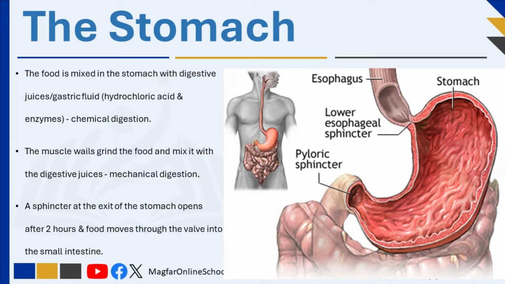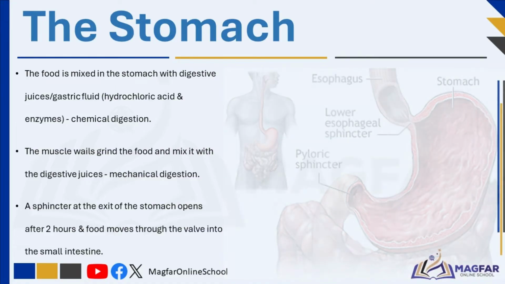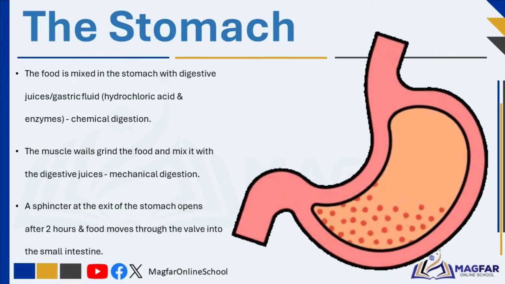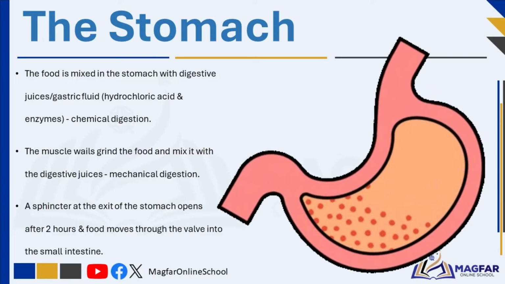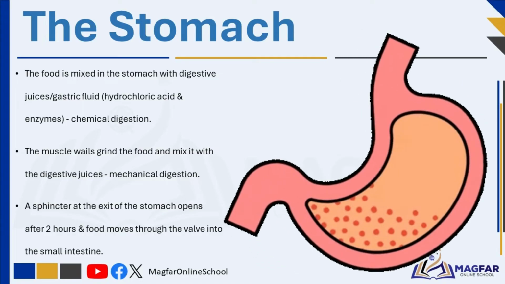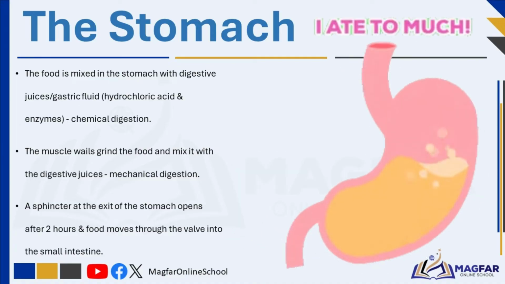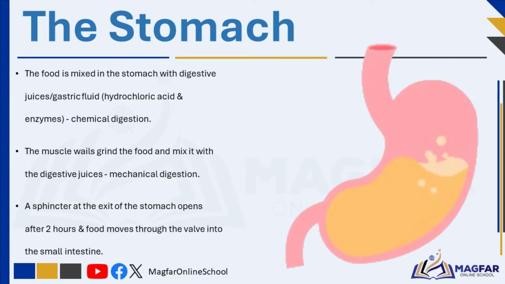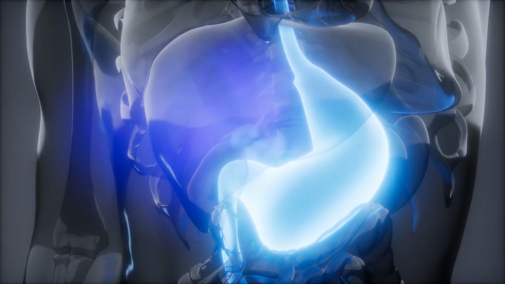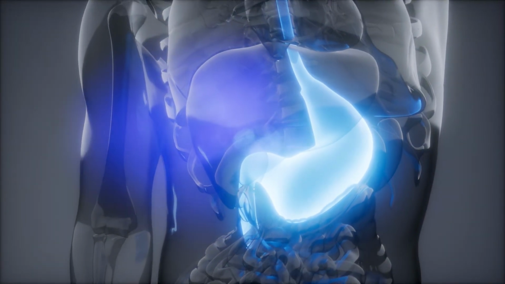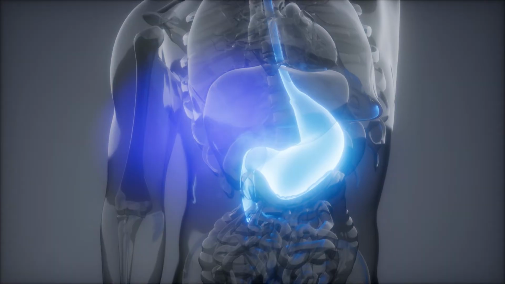The stomach muscles also contribute to digestion through mechanical digestion. The muscle walls contract and pulverize the food, breaking it down into even smaller pieces while grinding and mixing it with digestive juices. This process ensures that food is thoroughly mixed and transformed into a semi-liquid substance called chyme. Food remains in the stomach for about 2 hours, during which it is continuously churned and mixed with digestive juices.